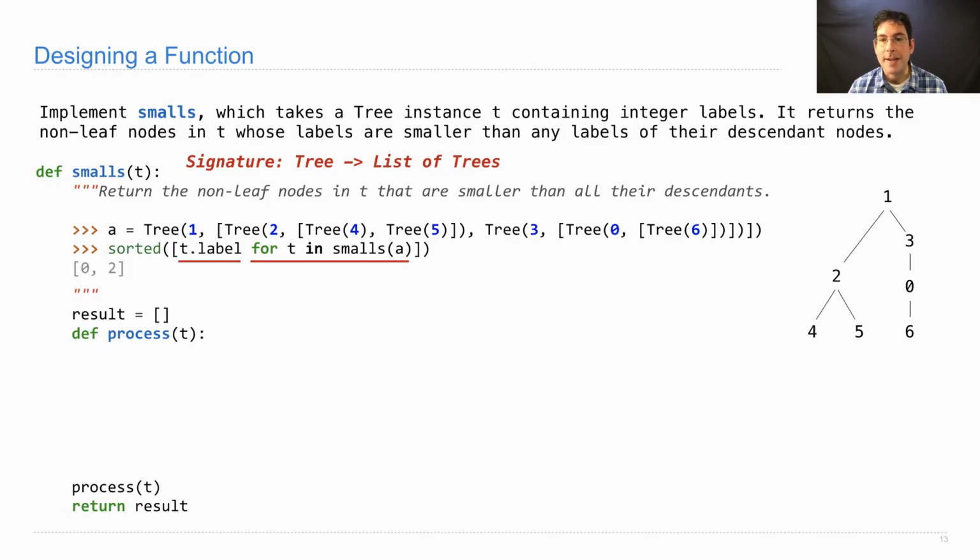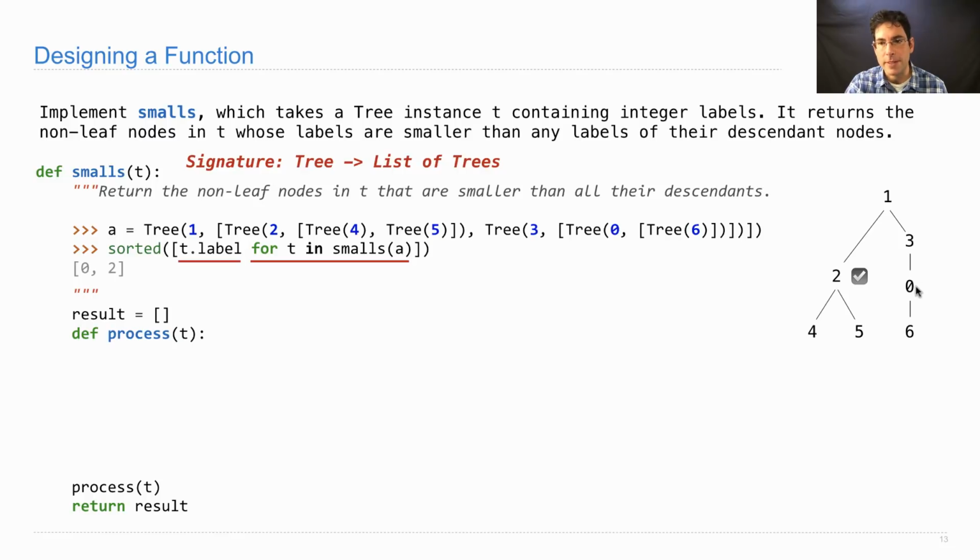Here we would draw the diagram and try to figure out for each node whether it's a non-leaf node in T whose label is smaller than any of the labels of its descendant nodes. How about the root? 1 is not smaller than all of its descendants because it has a descendant 0. How about 2? It is smaller than all of its descendants. It's smaller than 4 and 5. How about 4? That's a leaf. I'm looking for non-leaf nodes. 5 is a leaf as well.